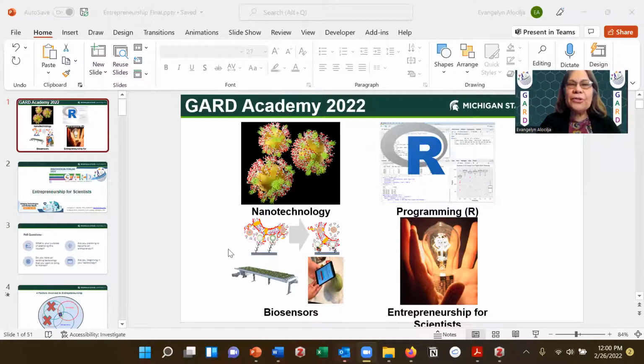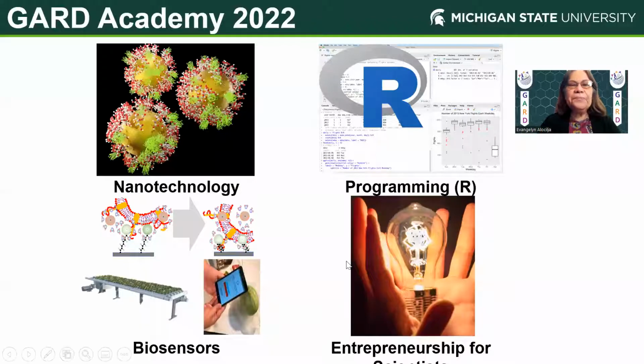Welcome to the last course, Entrepreneurship for Scientists. This is the last course in the GARD Academy for the 2022 GARD Forum. I would like to start my presentation. As you have seen in the previous slides with the speakers, we have already covered nanotechnology, R programming, biosensors a few minutes ago, and now we're going into entrepreneurship for scientists. So let's start this course.